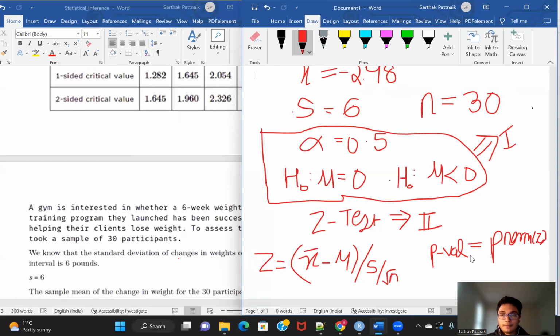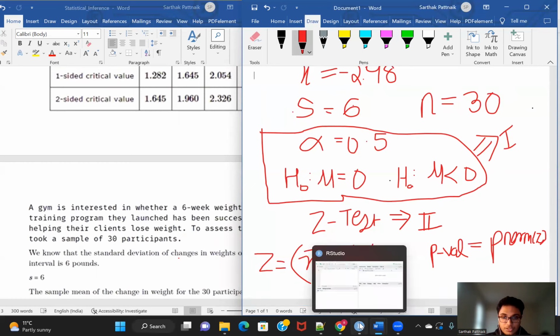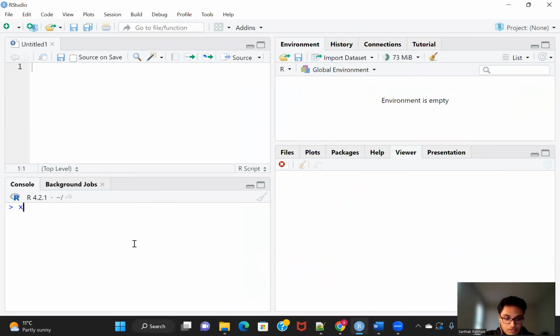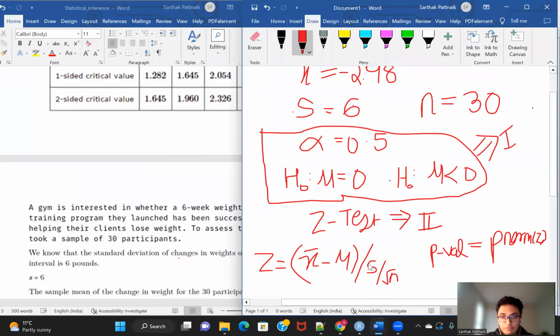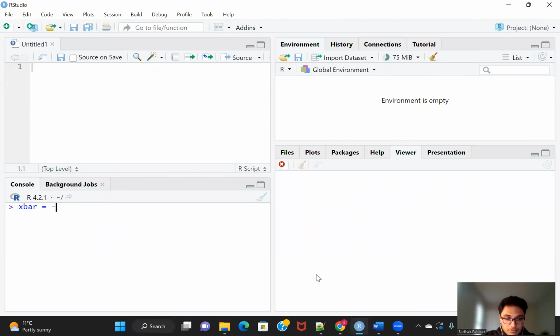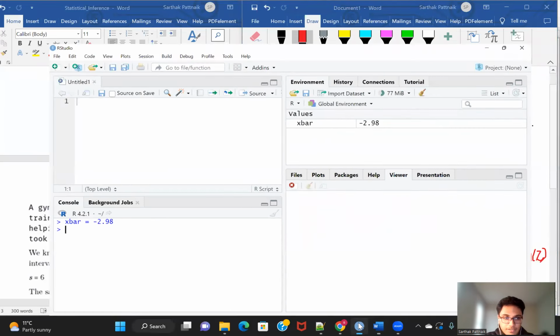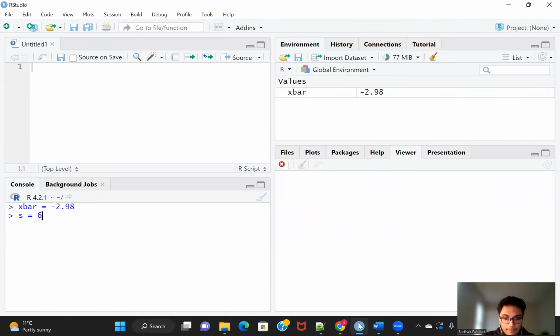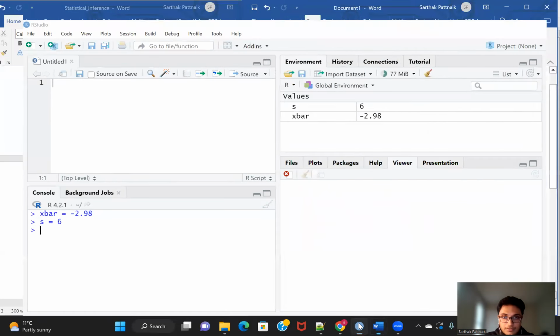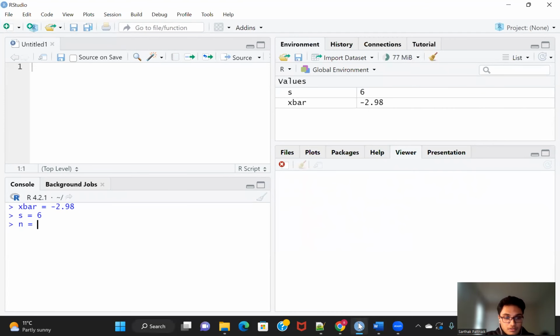Alrighty. Let me go to R and do both of these things. I'll initialize x bar. We've been given the value minus 2.98. Standard deviation is given as 6. Number of samples is 30.